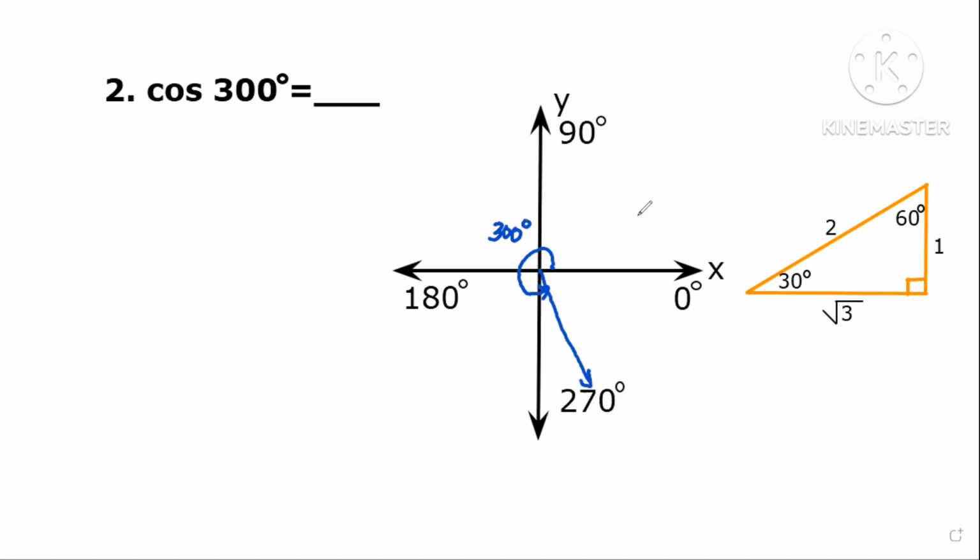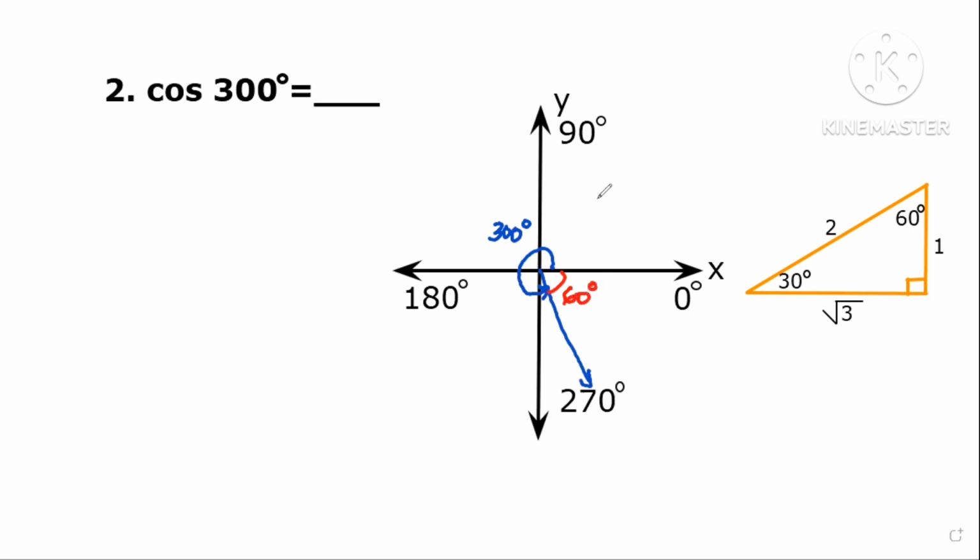So sabi natin, the reference angle is the positive acute angle made by the terminal with the x-axis. Ito po ang terminal side, ito po ang x-axis. So the reference angle is this angle. And what is the measurement of this angle? Hindi po ba para makuha natin yan, ile-less lang po natin itong 300 from the complete rotation, 360. And 360 minus 300 is 60 degrees. So the reference angle is 60 degrees.